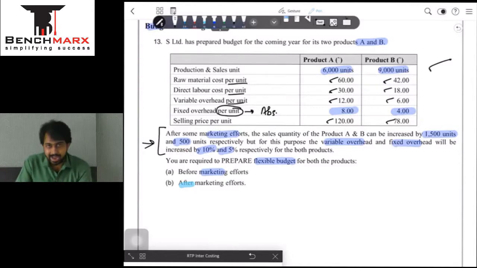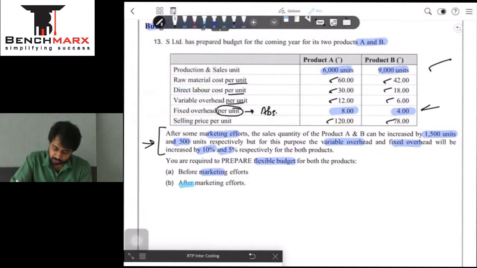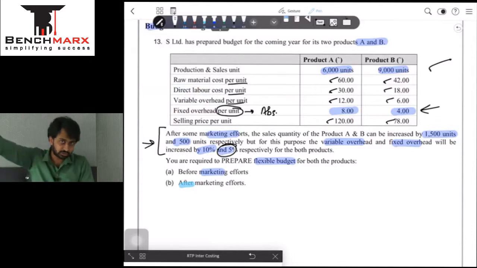Do not add the inflation percentage on the absorption rate. In this question, do not add the 5% fixed cost increase on 8 and 4. Because 8 and 4 are absorption rates, so do not apply this 5% on absorption rates. Always find the gross fixed cost and then add the inflation separately. No working notes required.